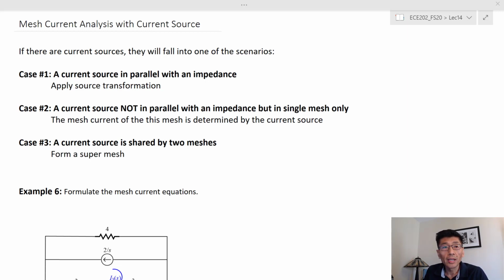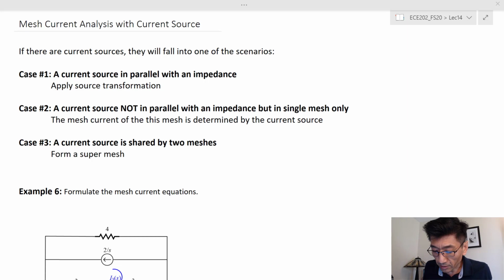And the third case is if the current source is not in series, not in parallel with any impedance, and also shared by two meshes. In that case, we need to use a so-called supermesh, so we can write the KVL equations for the two meshes that are sharing the current source.